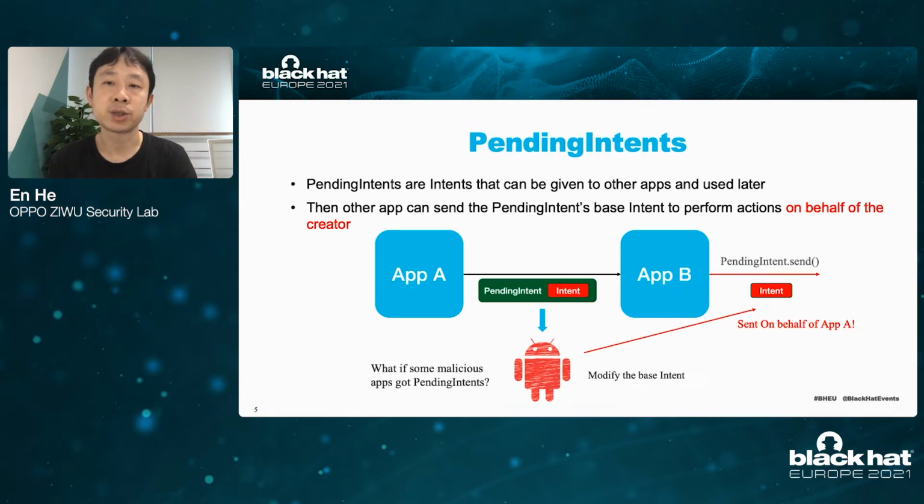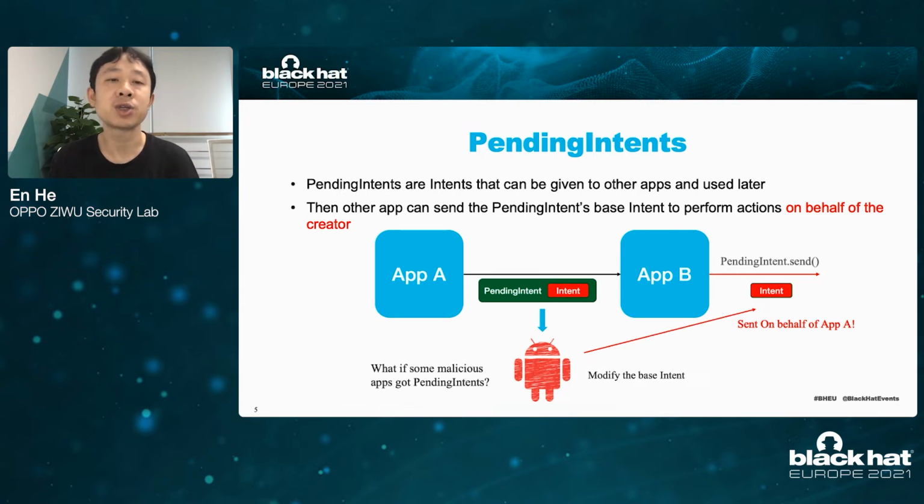Then pending intents, the advanced version of normal Android intents, provide powerful inter-component communication on Android. A pending intent holds a base intent that can be executed by another app under the creator app's identity and permissions, as if the target app was the creator. For example, app A can send its pending intent with a base intent to app B. Then app B invokes pending intent send to send the base intent on behalf of app A.